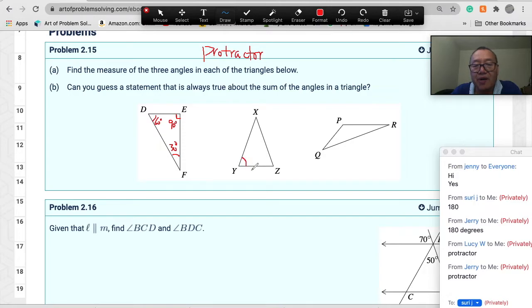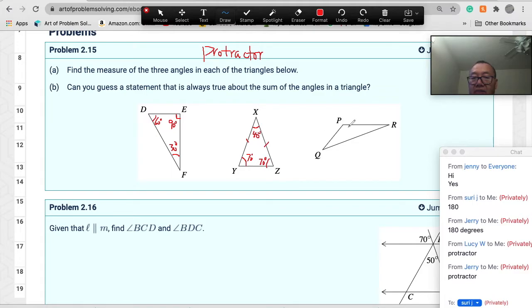I have the protractor. Everybody, if you have a protractor, you can also use it to measure on my screen. Now if I measure this angle here, let's see what this angle equals. This angle equals 70 degrees. This one equals this, so that means this angle also equals 70 degrees. Then that means this one will be 40 degrees.